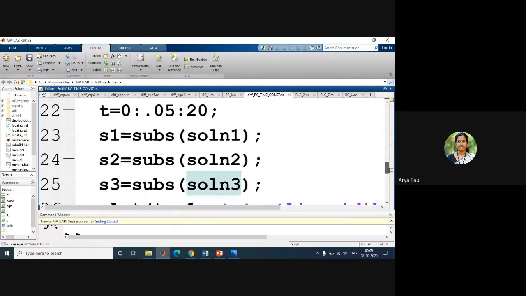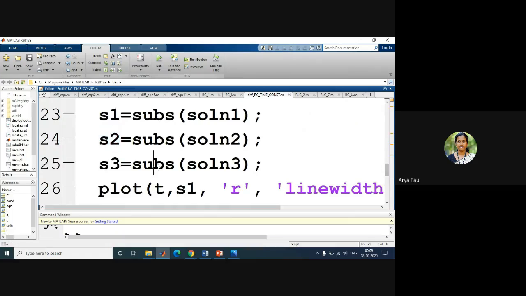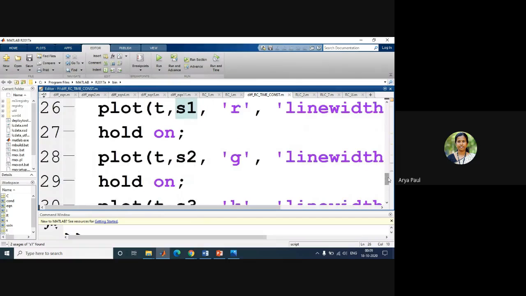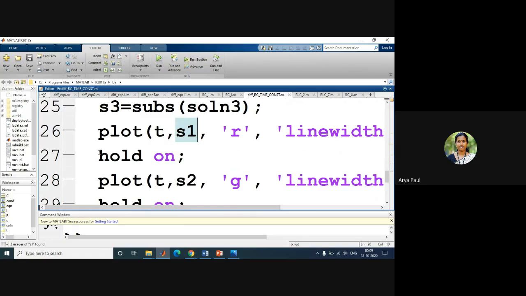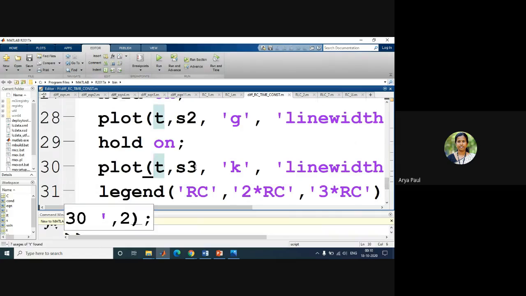Now we plot all the solutions. First solution you convert into S1, second solution into S2, third solution into S3. Now you plot T comma S1, and after you plot 1, you hold on. You know the relevance of hold on, I'm not repeating that. Plot of T comma S2, the second plot, and then also hold on. After that, plot of T comma S3.